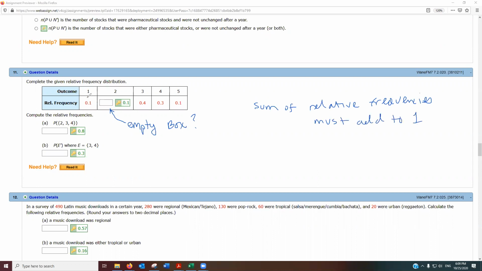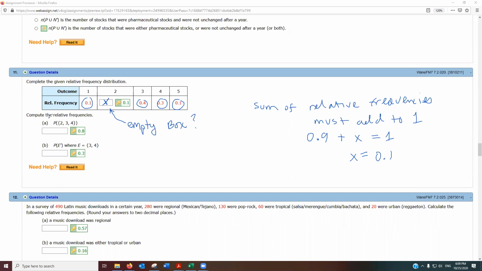So the numbers they're giving me are 0.1, 0.4, 0.3, 0.1. Let's call this X. That's the unknown. If I add these together, that is 0.9. The red numbers add up to 0.9. So 0.9 plus X has to equal 1. So the empty box must be 0.1.